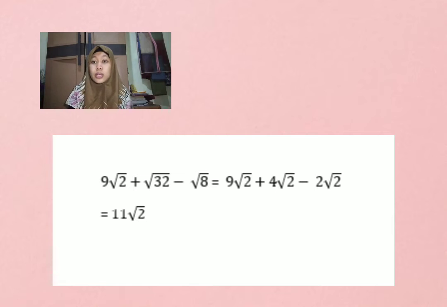The solution of question number 3 is 9 root of 2 plus root of 32 minus root of 8. Now, for this material, we simplify it into forms with the same root. So it can be 9 root of 2 plus 4 root of 2 minus 2 root of 2. So the solution is 11 roots of 2.